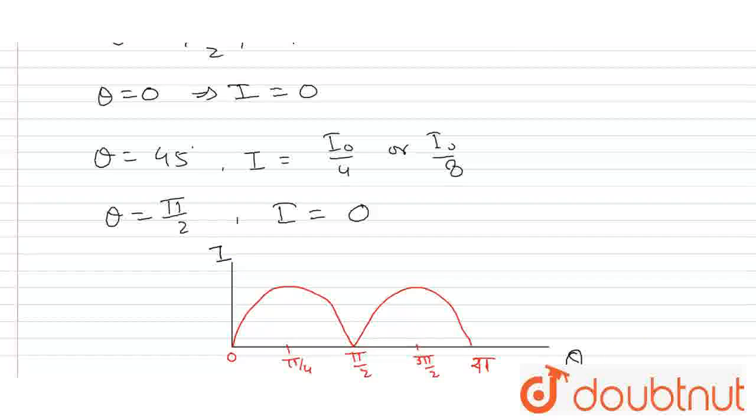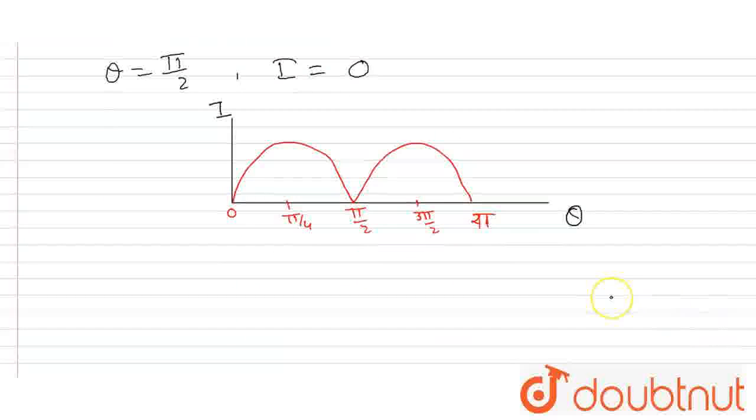And if the light is unpolarized, the intensity becomes I naught by 8, and if the light is polarized, then the maximum intensity will be I naught by 4.